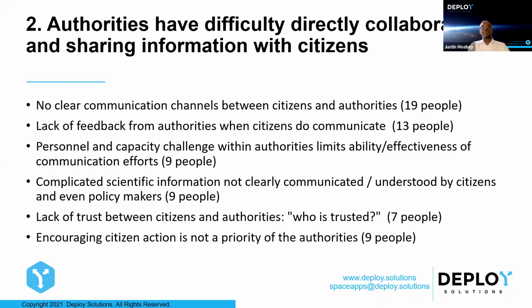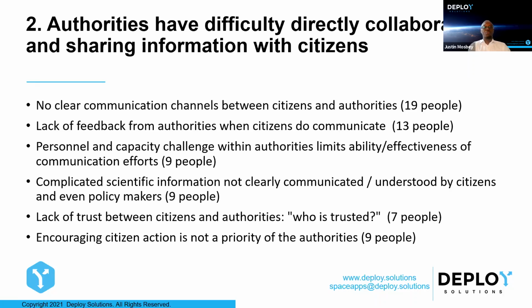The second problem that resonated with them was that authorities have difficulty directly collaborating and sharing information with citizens. They say there's no clear communication channel between citizens and authorities, and a lack of feedback from authorities when citizens do communicate. And if they do respond, it's after a long time. Personnel and capacity challenges within authorities limit the effectiveness of communication efforts.